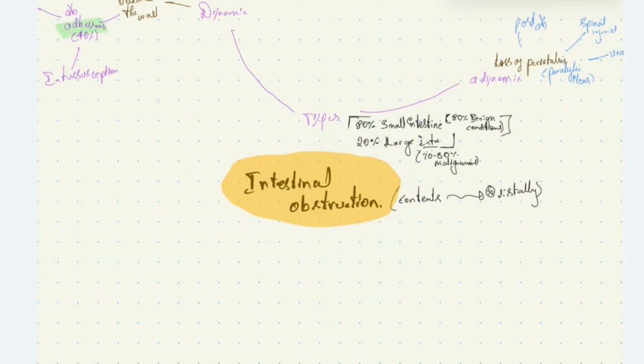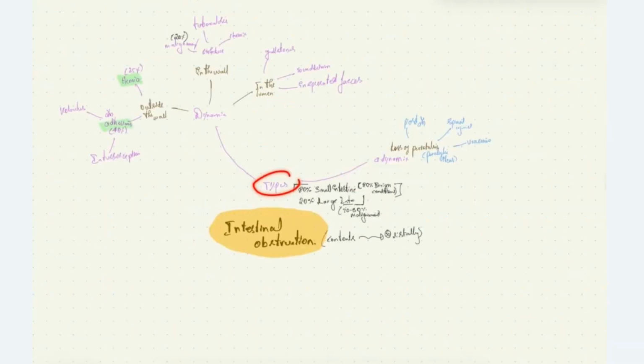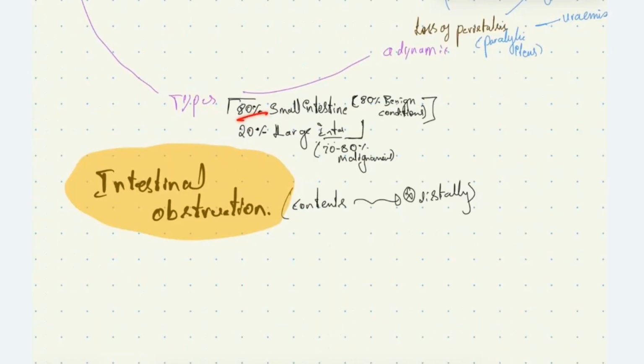The complete or partial blockade in movement of gastrointestinal contents distally is called intestinal obstruction. There are broadly two types of intestinal obstruction, dynamic and adynamic. Before that, let's see some statistics. 80% of intestinal obstruction that we see involves the small intestine, and the remaining 20% of the time we see large bowel obstruction.